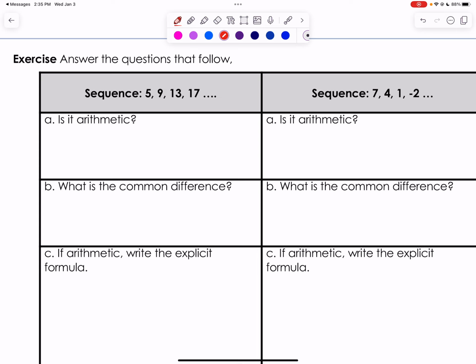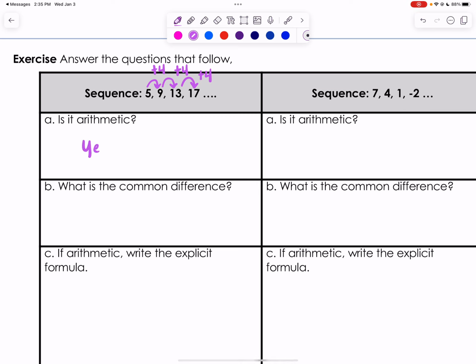So if I want to figure out if this first sequence is arithmetic, all I have to do is ask myself, how do I go from a 5 to a 9? And that's by addition, by a plus 4. How do I go from a 9 to a 13? Well, 9 plus 4 is also 13. And then 13 plus 4 is 17. So I can see that this is arithmetic.